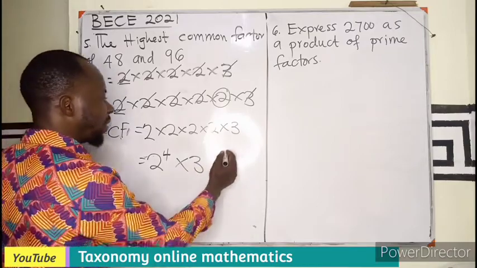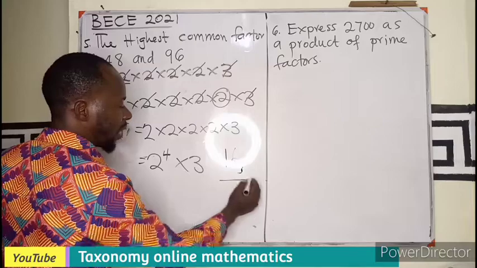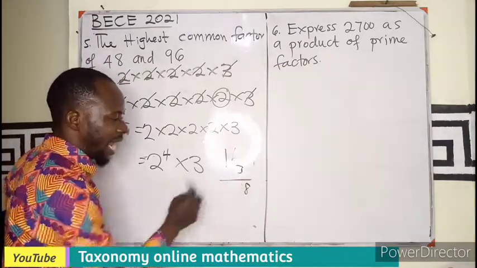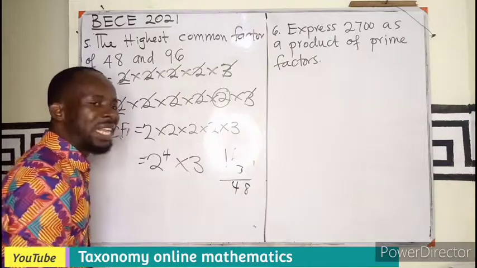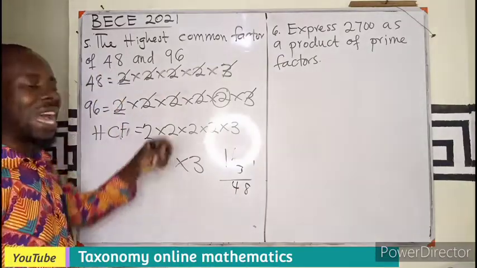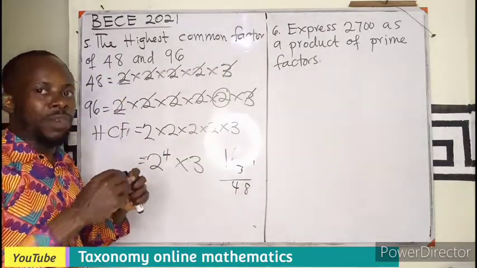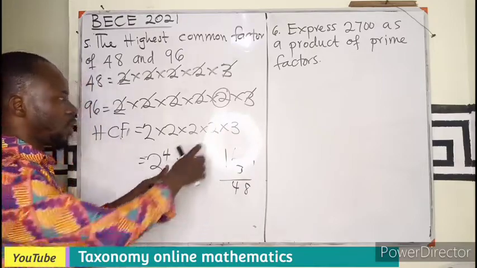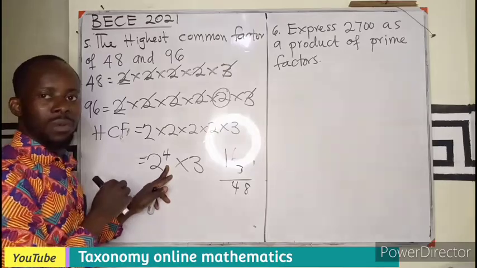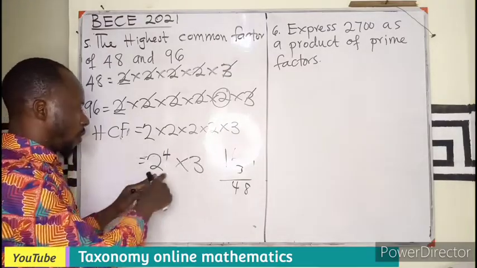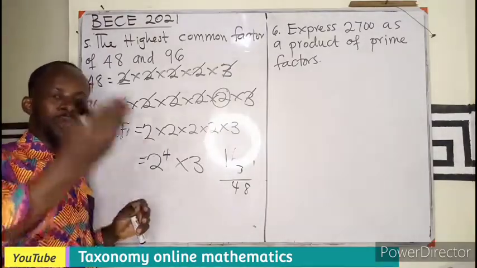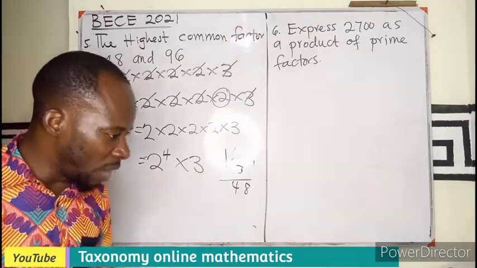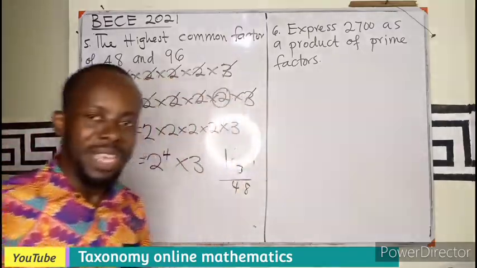Then 16 times 3. If I have 16 times 3, this will be 48. Meaning 48 is the highest common factor for 48 and 96, not 24. So with this, we have 1, 2, 3, 4. So that will be 2 exponent 4 times what? 3. Alright. So the possible answer will have been B.